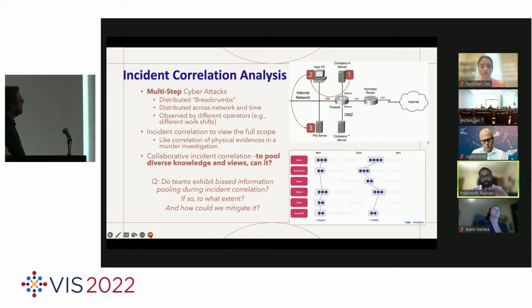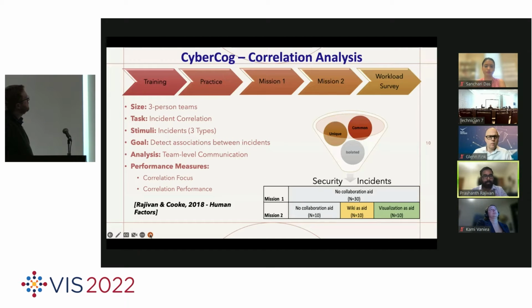Now, incident correlation happens at multiple levels. We're thinking about incident correlation at a team level, where people in security operations who are responsible for different parts of the network come together to pool their different knowledge and information about these attacks, and how well they are able to detect these large-scale attacks. That was the idea. Next slide. We developed an elaborate simulation, where we had participants playing the security operations team.